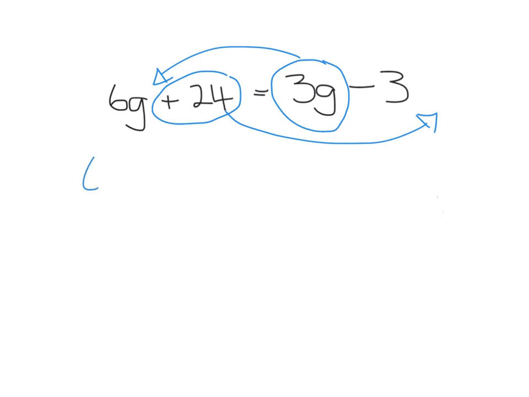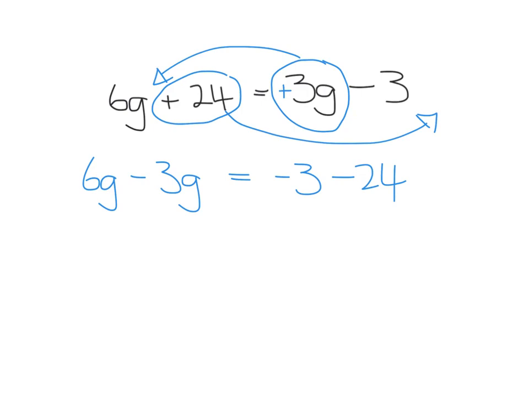So 6g. There is no sign attached to this 3g, but because there's no sign, we know it's positive, so when it goes to the other side, it becomes negative. Minus 3g equals minus 3 minus 24, because plus 24 becomes minus 24.